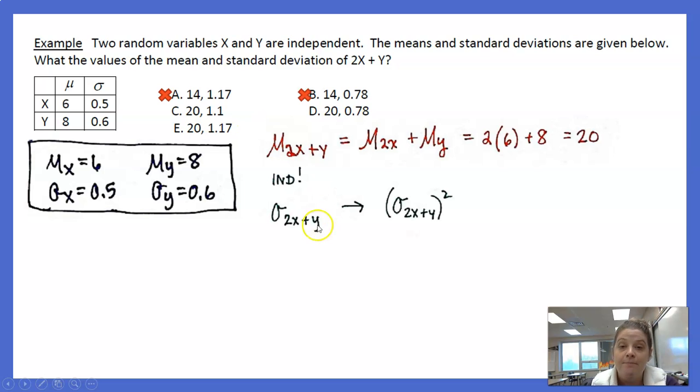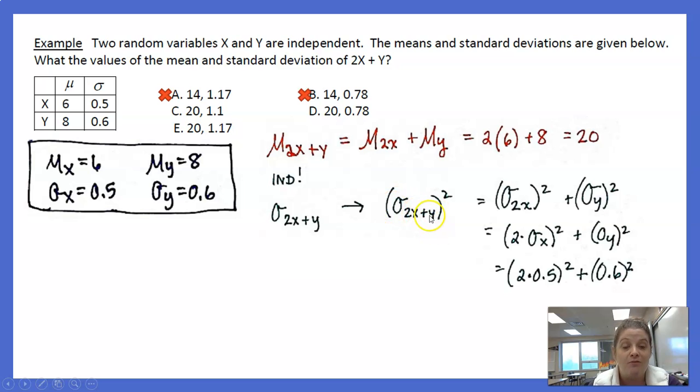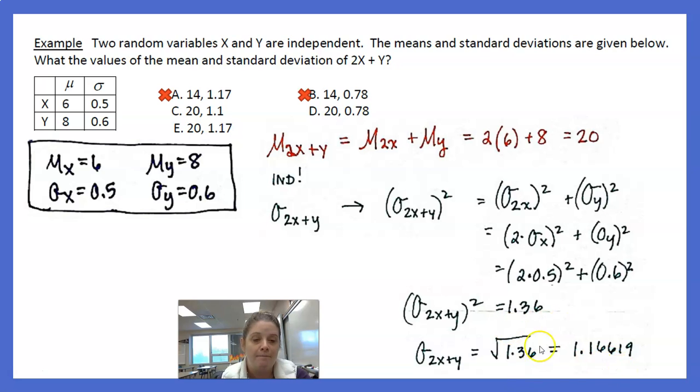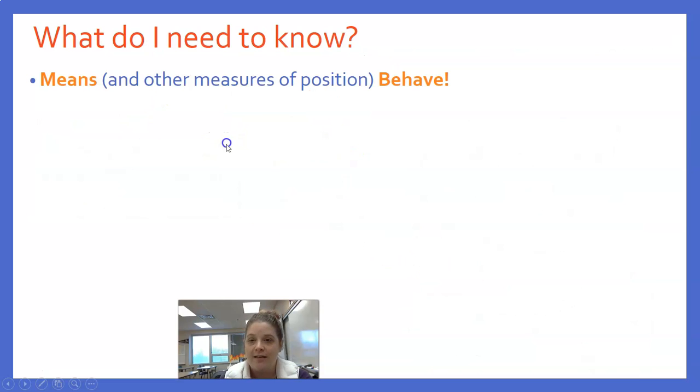So I know they're independent. So if I want to find the standard deviation, I need to first start by finding the variance. So remember, the variance would be the standard deviation of 2x plus the standard deviation of y, both of those squared. Since that's 2x, I'm going to do 2 times the standard deviation of x, because it's different from x plus x, right? Different. All right, so 2x there. I'm going to multiply those. I end up with 1.36 as my variance. Square root that to get 1.17, which is answer choice E, our correct answer. And it looks like I didn't mark that there.